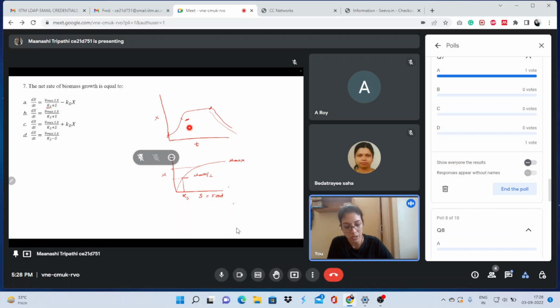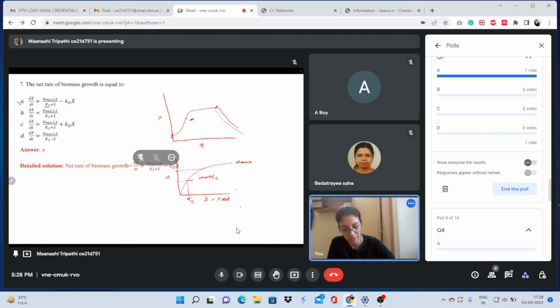So the net biomass growth is equal to, this depicts growth and this depicts death. So net is growth minus death. That's how we do it.